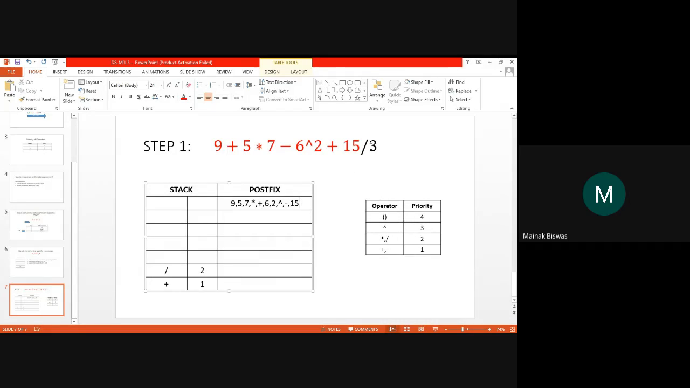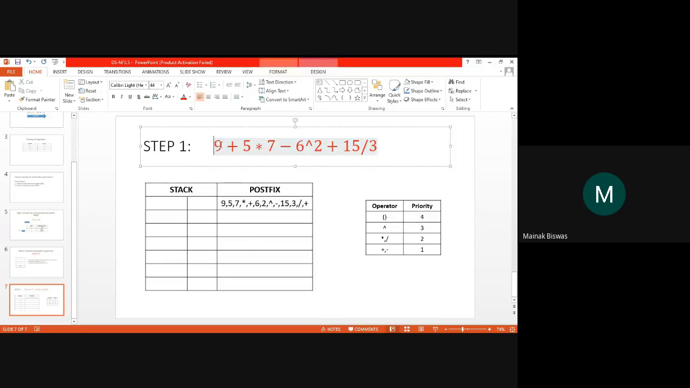Then we encounter 3, and 3 is added to the postfix expression. Okay. Now, since we reached the end of the expression, the stack is popped, and the first element that was pushed is this one, division. This element is popped and added to the postfix expression. Then again, this element is popped and added to the postfix. Okay. Now, this is the postfix expression of this operation.